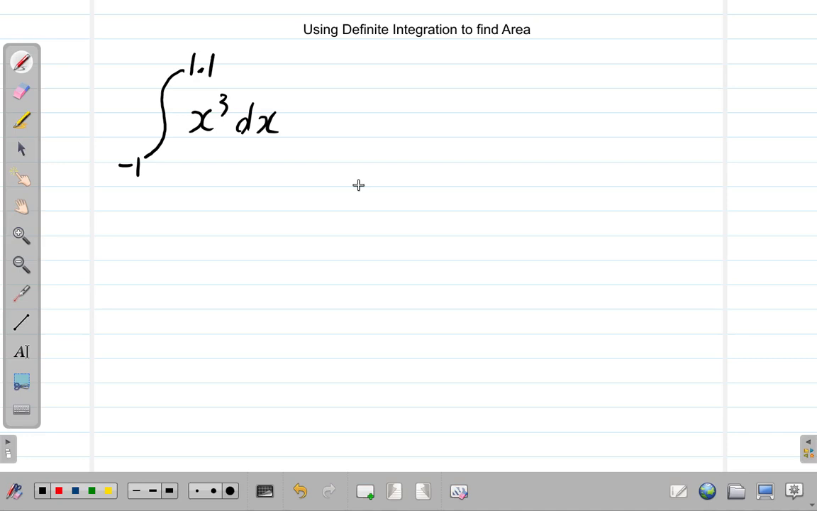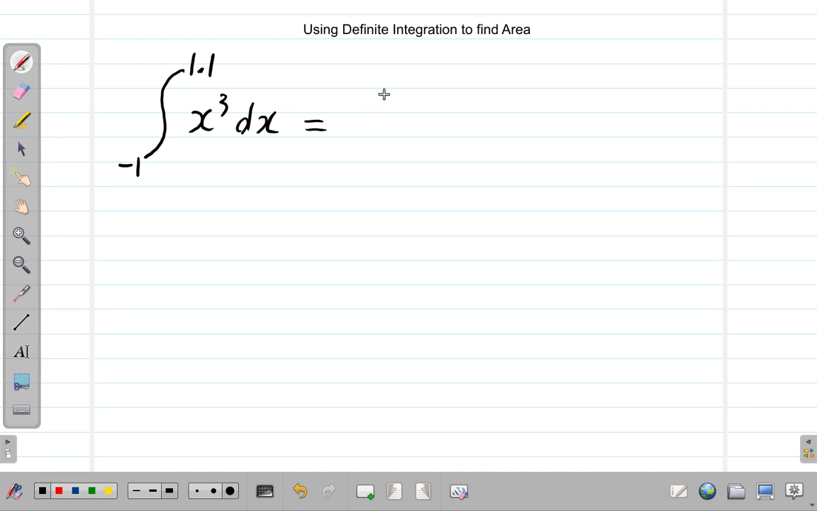Let us perform this definite integration, integrating from -1 to 1.1. Whenever you're given an integration like this, you should integrate from -1 to 0, and then from 0 to the positive value of 1.1. Let's see what will happen if we integrate straight from -1 to 1.1.